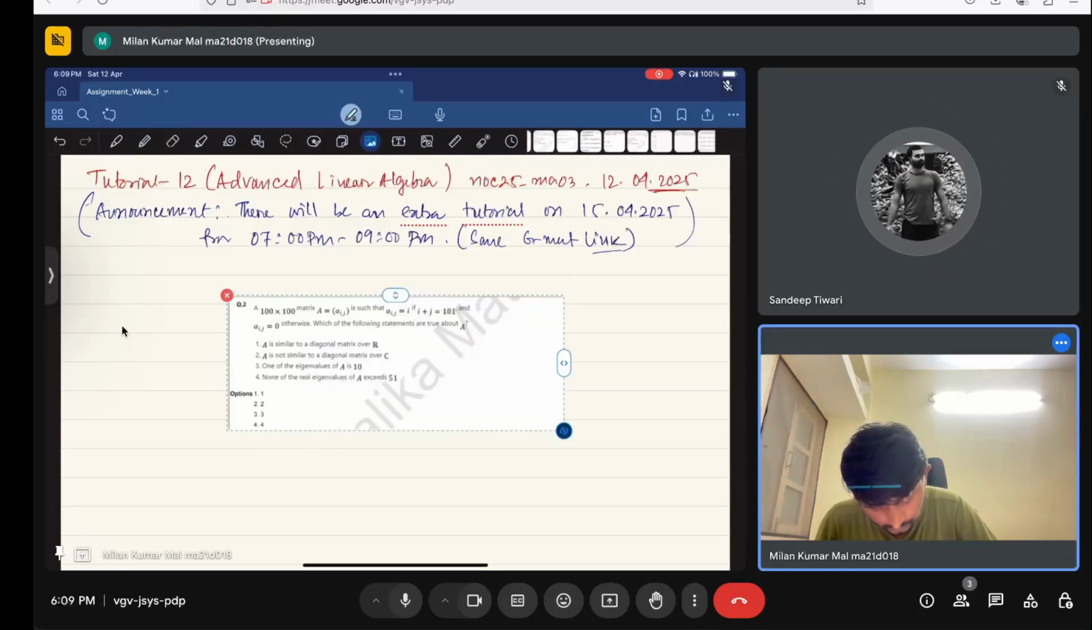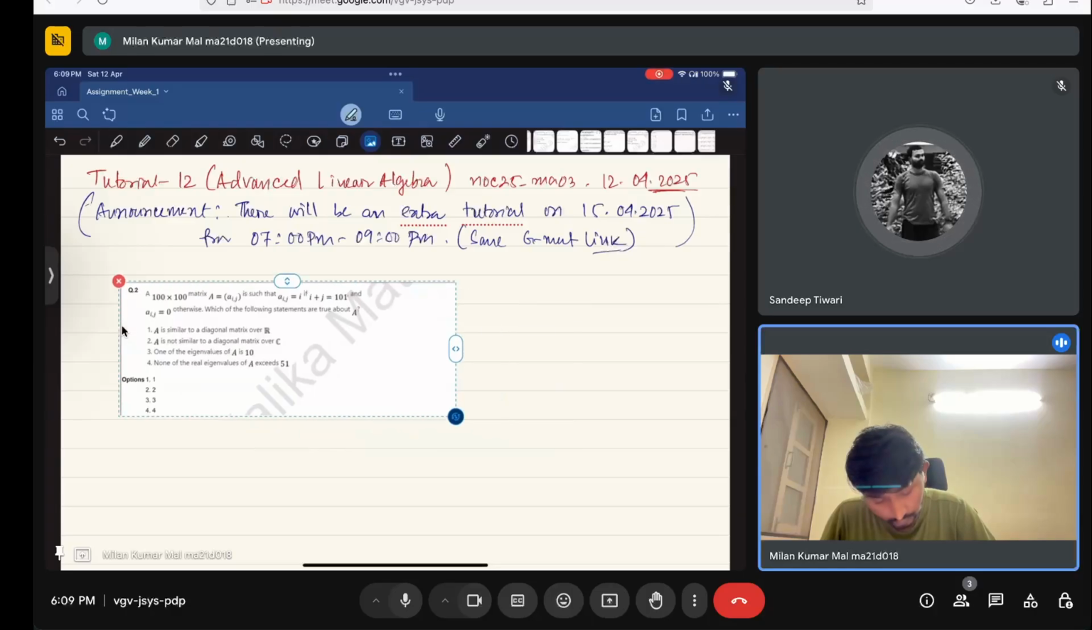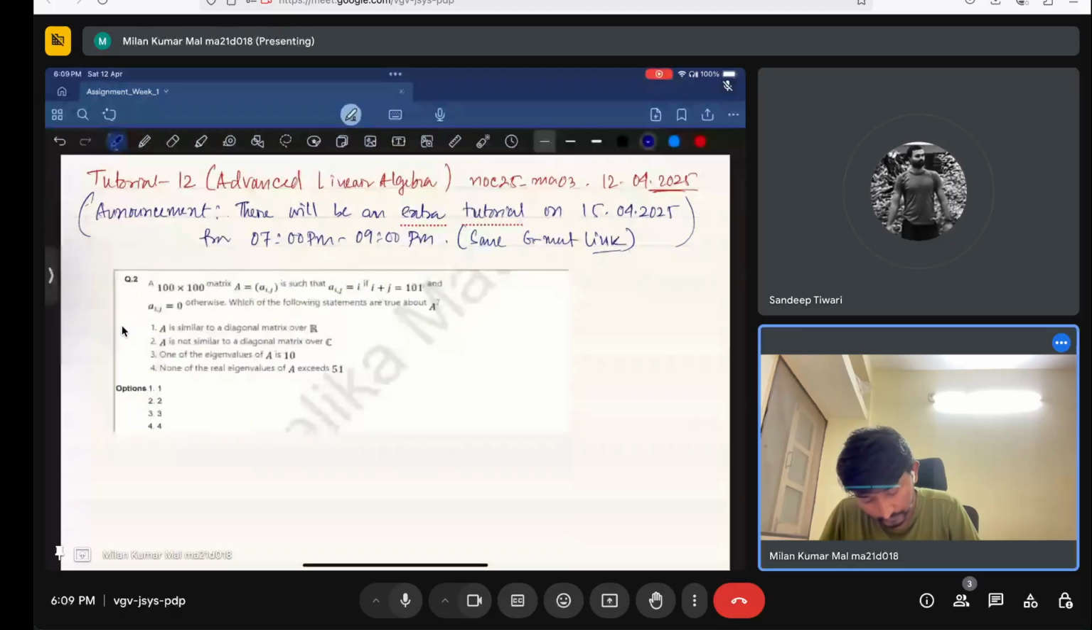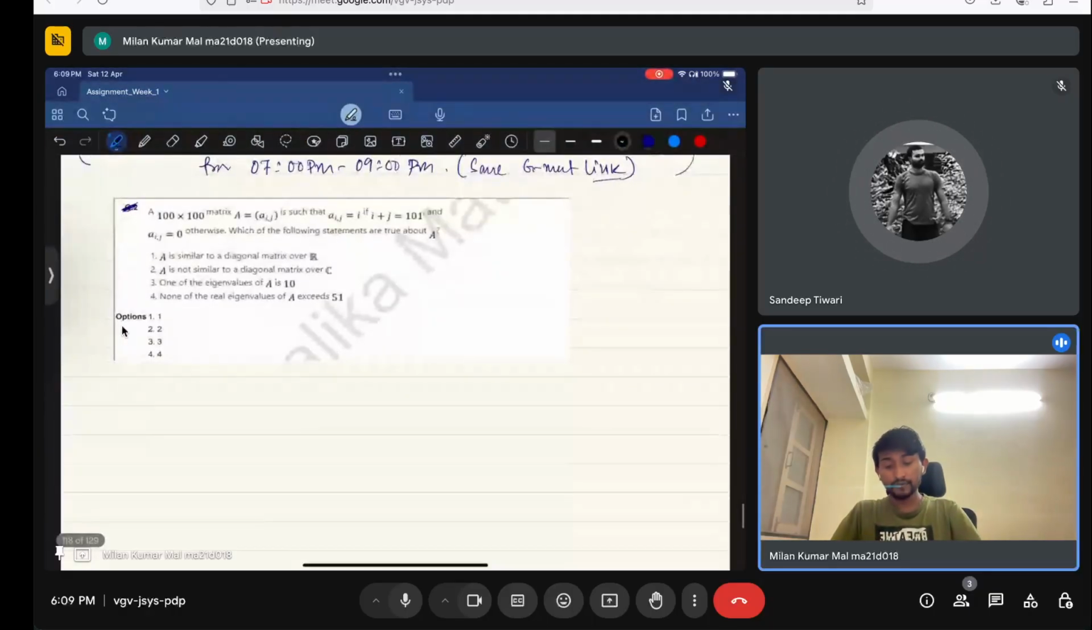This is the last problem. Okay, this is a problem you sent. I hope it is visible, right? What it says is: let A be a 100 by 100 matrix with entries Aij such that Aij equals i if i plus j is 101, and Aij equals 0 otherwise.